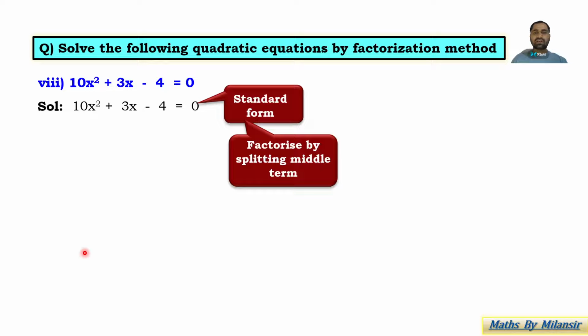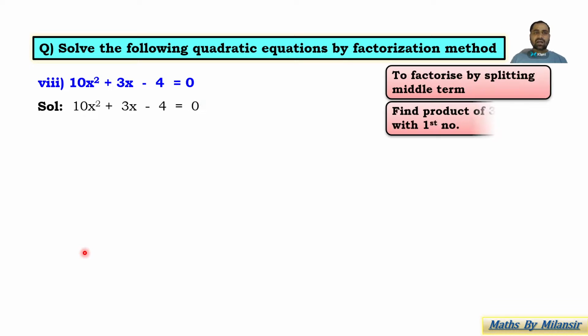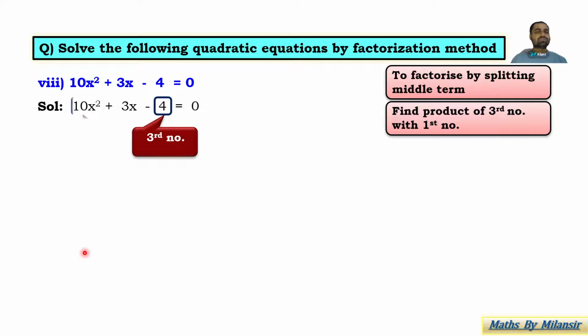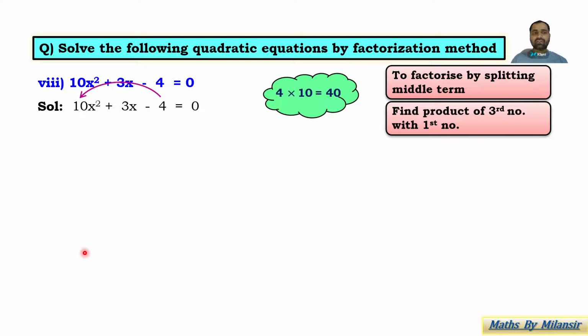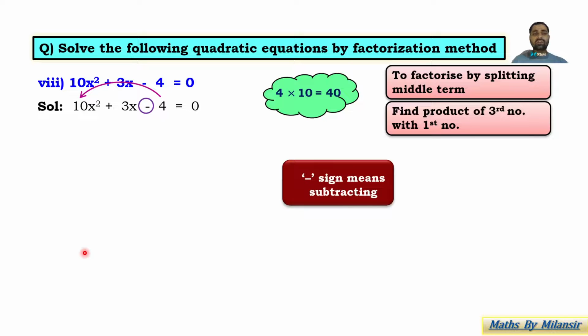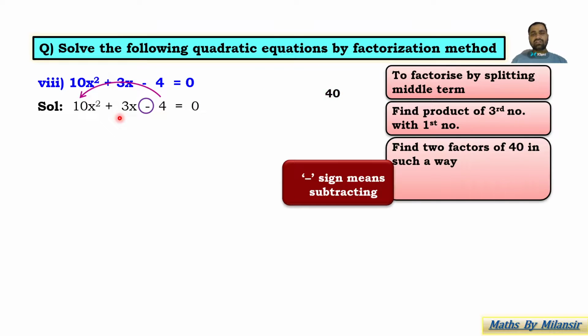ओके, तो अब देखो यहाँ पे हमें फैक्टराइजेशन से इसे सॉल्व करना है बाय स्प्लिटिंग मिडिल टर्म. तो आप देख सकते हो कि फर्स्ट एंड लास्ट नंबर कौन सा है? 4 है, 10 है, तो 10 4s क्या हो गया? 40. अब 40 को हमें इस तरीके से फैक्टराइज करना है कि सब्ट्रैक्शन होके, क्यों सब्ट्रैक्शन होना चाहिए? क्योंकि मिडिल टर्म यहाँ पे माइनस है, तो सब्ट्रैक्शन होके हमें लाना है, लास्ट टर्म माइनस है, इसका मतलब सब्ट्रैक्शन होके हमें लाना है मिडिल टर्म. So we have to factorize 40 in such a way that by subtraction we get 3.